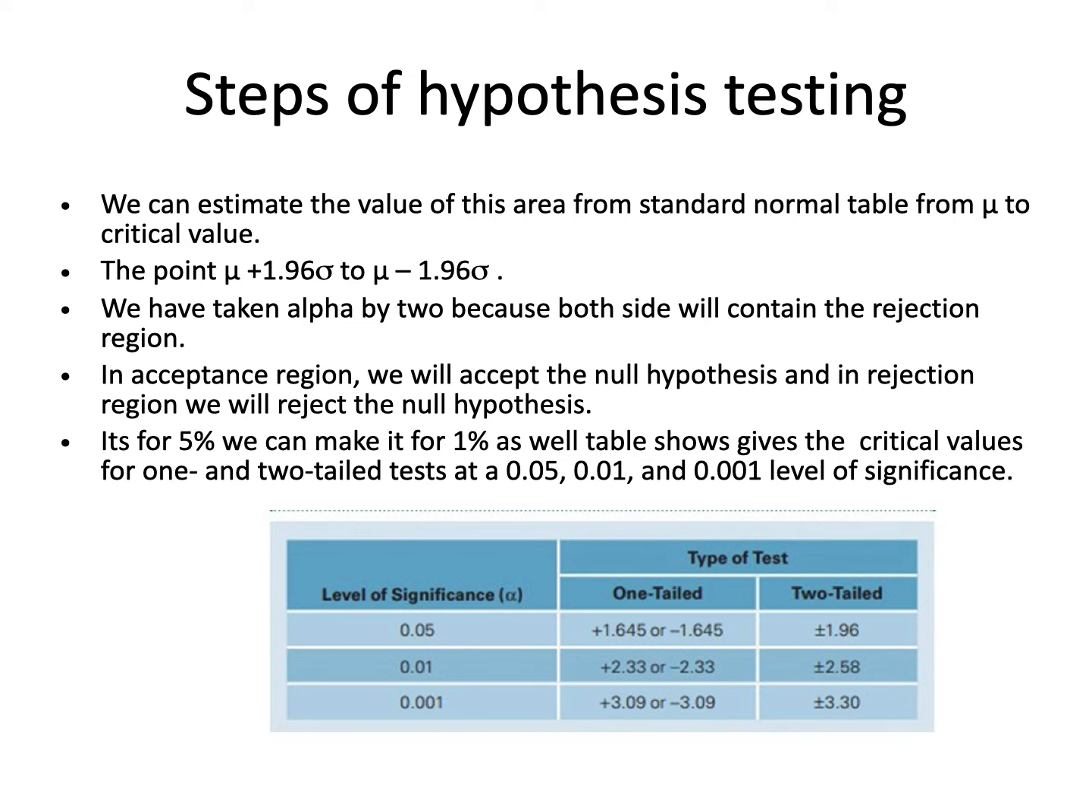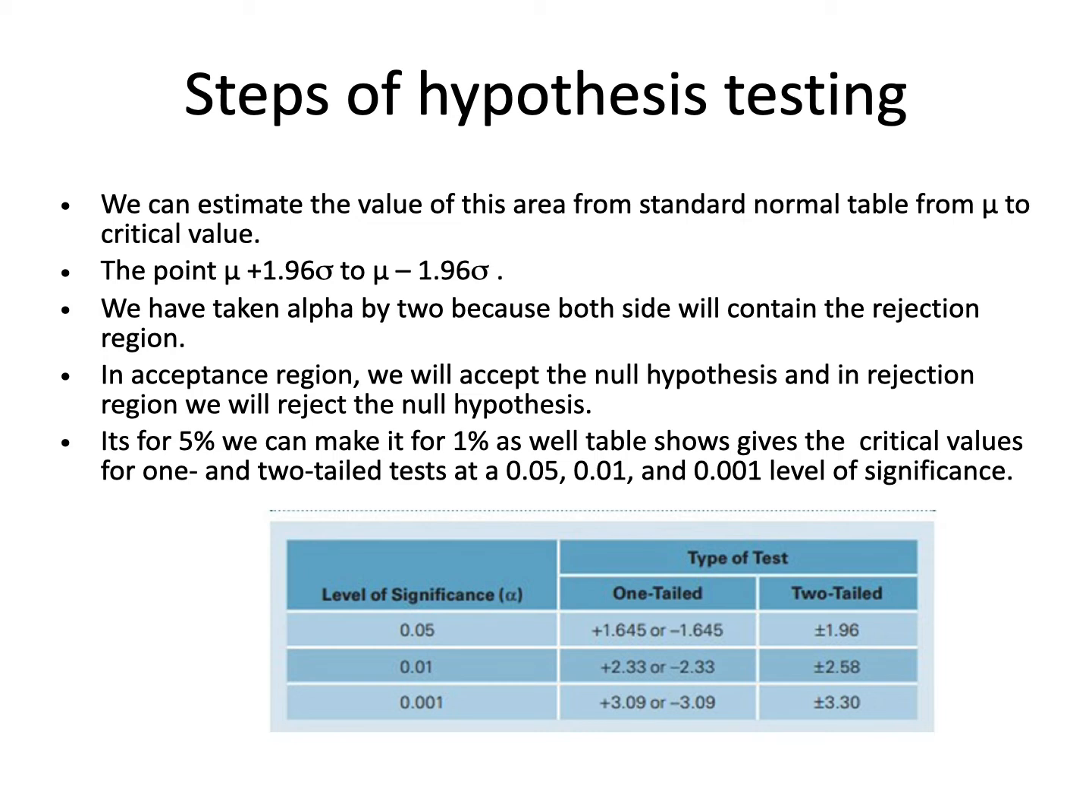We have taken alpha divided by 2 because both sides will contain the rejection region. In the acceptance region we will accept the null hypothesis, and in the rejection region we will reject the null hypothesis. And it's for the 5% level of significance. We can make it for 1% as well as others.